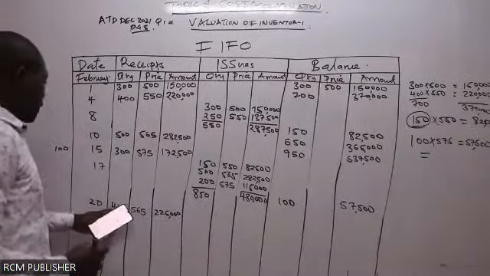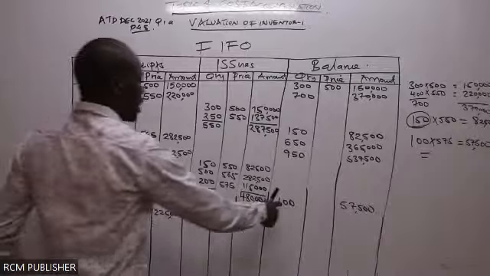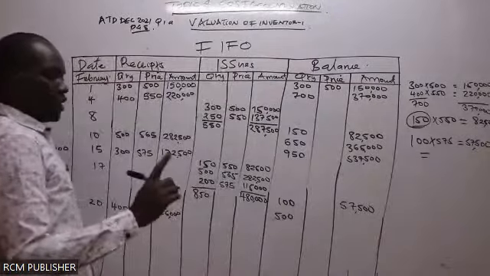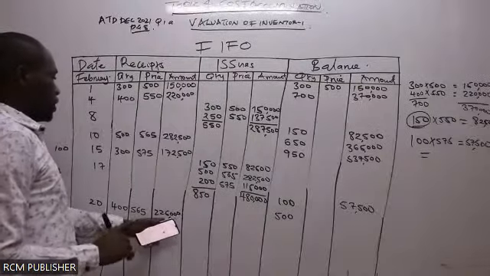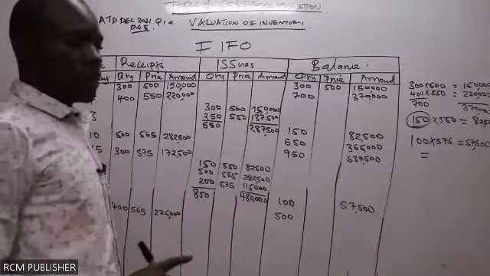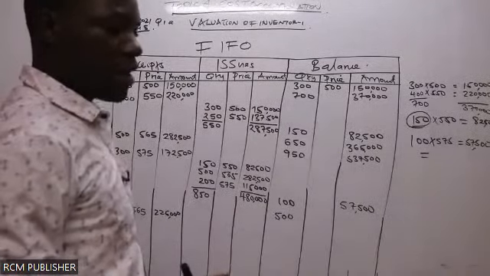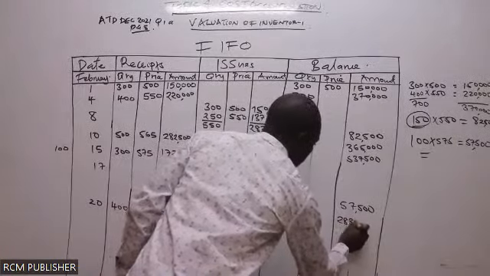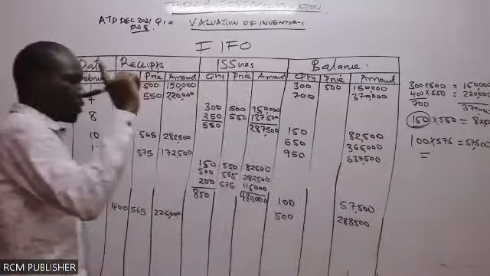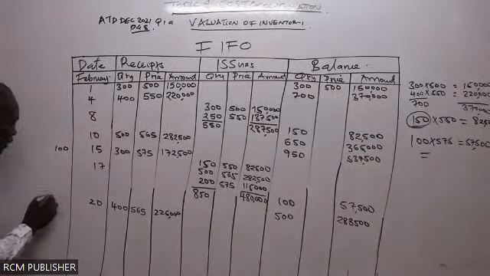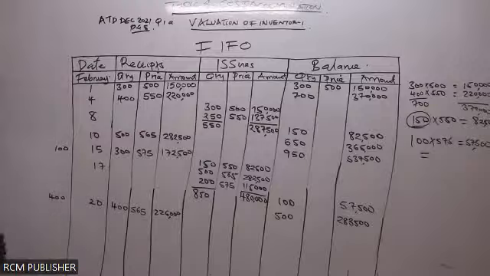So this 400, I will add to the 100 units and get my 500 units. In terms of value, I will take 226,000 plus 57,500. I'm having 283,500. So don't forget, you indicate outside here that you've brought in 400. Then I move to the next date.